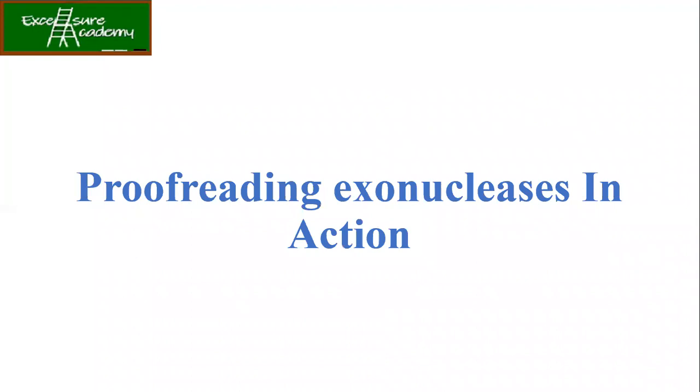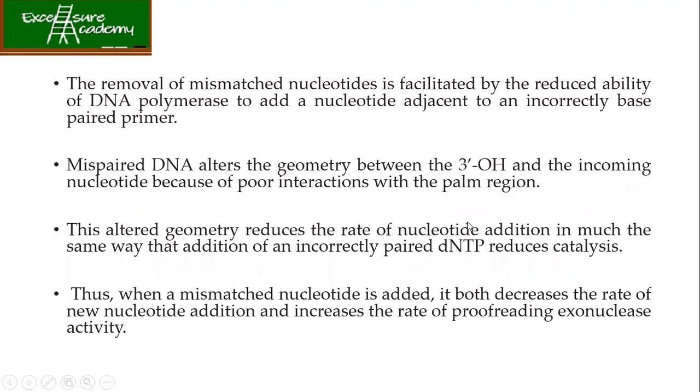Now, how does this exonuclease do its action? So this is the proofreading exonuclease in action. तो वो कैसे काम कर रहा है अभी हम वो देखते हैं. So, the removal of the mismatched nucleotide is facilitated by reduced ability of DNA polymerase to add nucleotide adjacent to an incorrectly base paired primer.